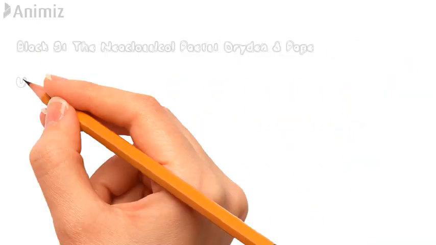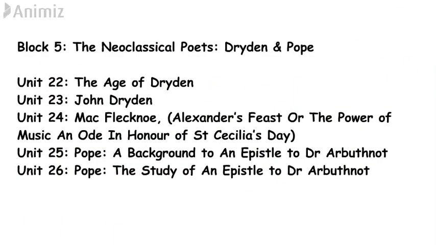Now from block 5, the neoclassical poets, that is Dryden and Pope, I'll recommend 2 particular pieces from this block, that is Mac Flecknoe and An Epistle to Dr. Arbuthnot. Very important, you are not supposed to skip it at any cost.